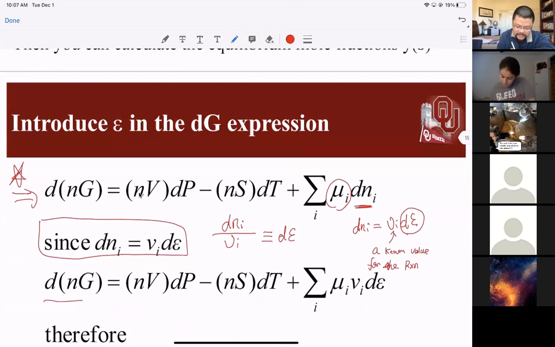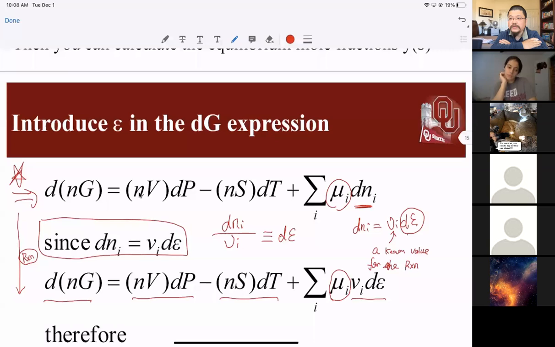Now you are going to have the Gibbs energy change of the system as VdP minus SdT, plus this summation over multiple components. So now we still have the mu i. dMi is replaced by nu i d epsilon, right? So here we are using the very general Gibbs energy for the mixture. Now we try to apply that for the reacting mixtures.